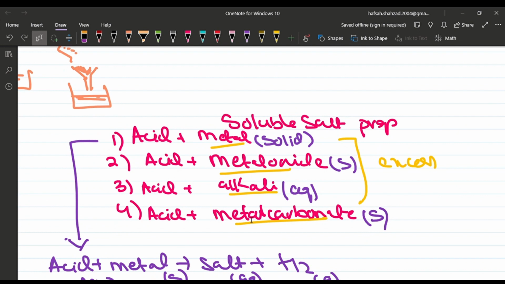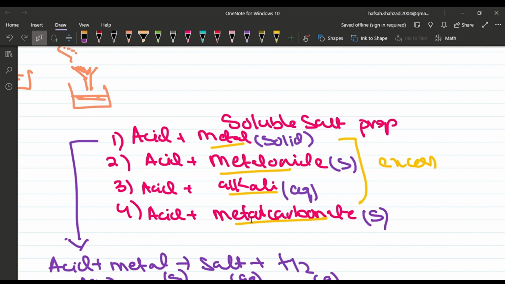So metal oxides, like let's suppose take copper oxide, now you're adding copper oxide with sulfuric acid, so you get copper sulfate. Copper oxide and acid give copper sulfate. I'm sorry, I got confused. Copper sulfate is a soluble salt, so you can collect that through crystallization.